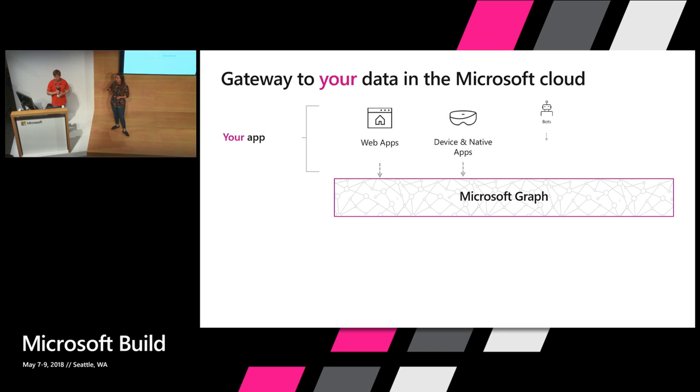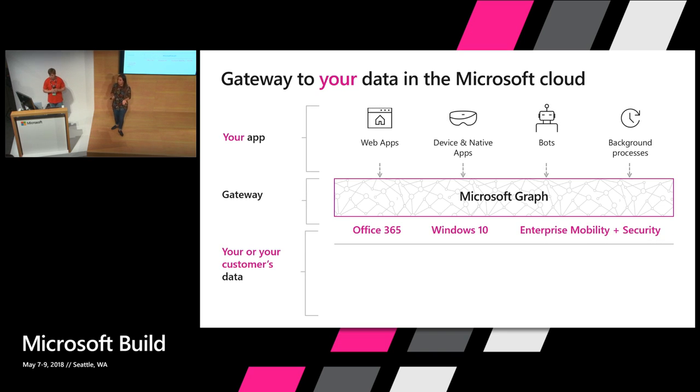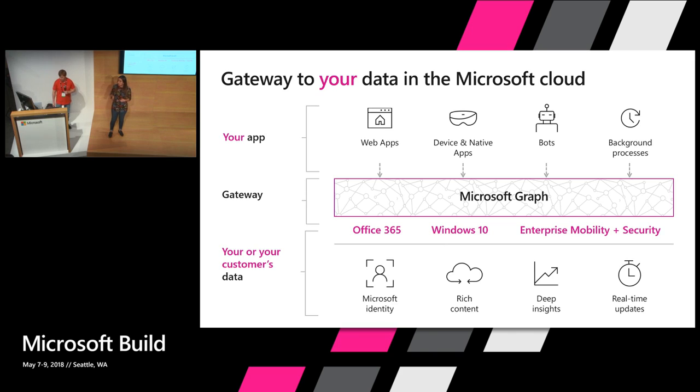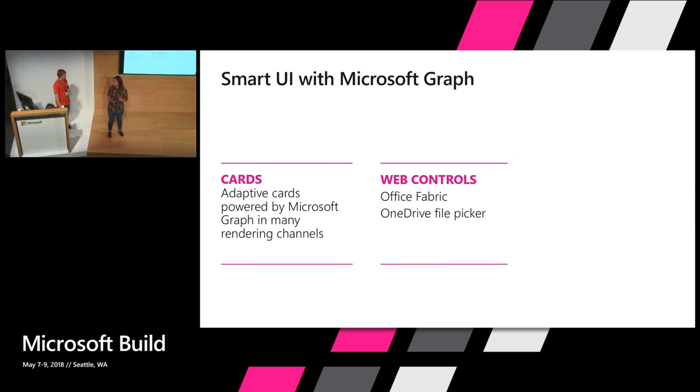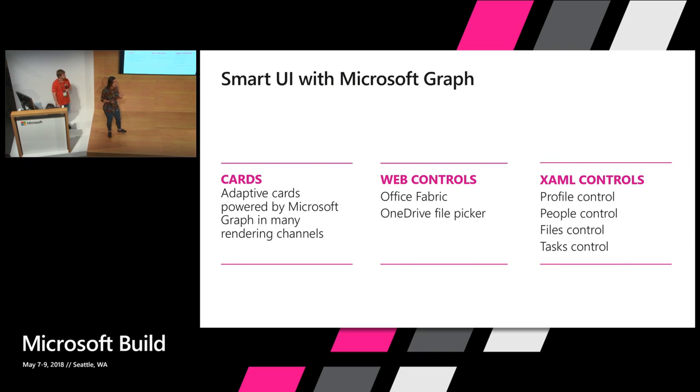OK, so I already mentioned, whether you're building any type of application, you can use the Microsoft Graph to get access to user data across Office 365, Windows, and enterprise mobility and security. And when it comes to Smart UI, then we're going to talk about three opportunities. The first one is around adaptive cards, and using adaptive cards in combination with the Microsoft Graph to use information from the graph to populate the adaptive cards and send it through the different channels. In the example that we're going to use today, we're going to use Outlook and actionable messages in Outlook.